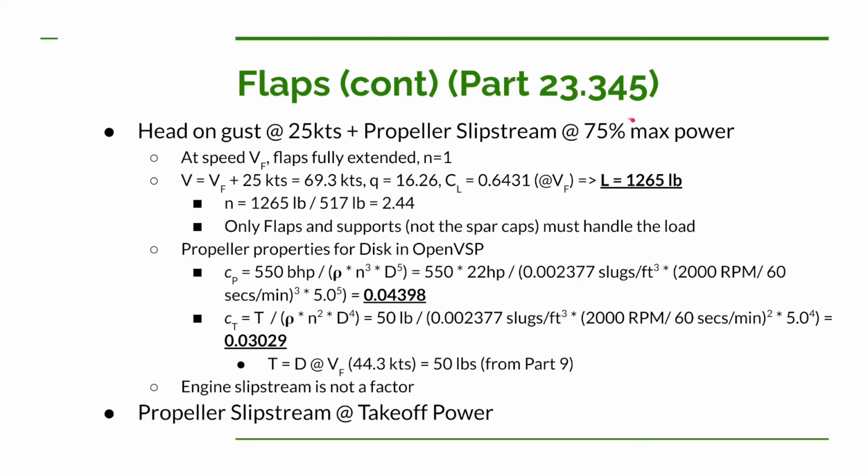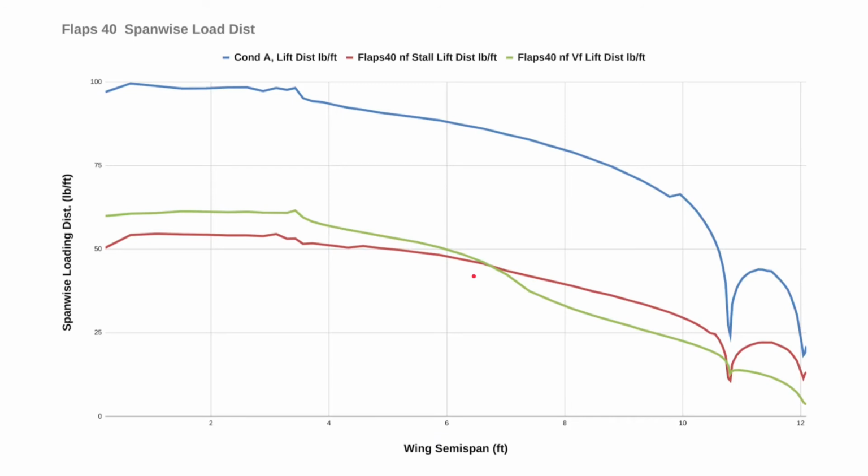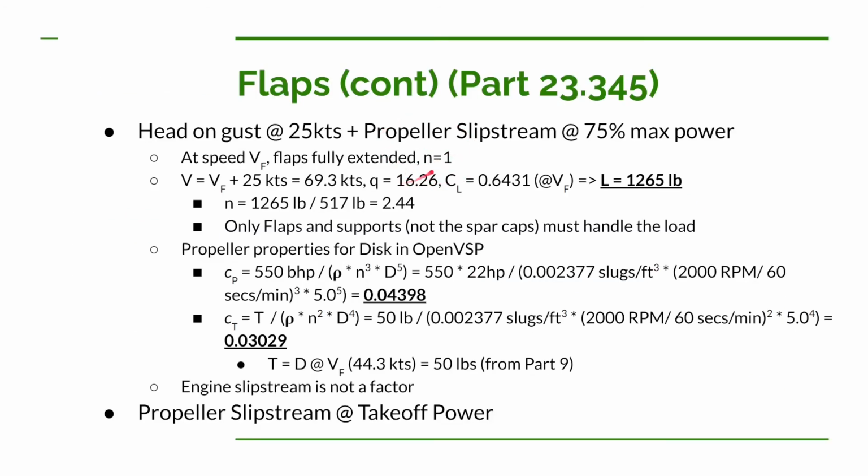When we're at a stabilized flight of N equals 1 at V sub F, our load would be 517 pounds, load factor of 1. But when this head-on gust hits straight head-on, it increases our dynamic pressure a lot. So our dynamic pressure would have been 6.64. So here's our V sub F condition we did before, and our dynamic pressure was 6.64. But when you add in that 25 knots, our dynamic pressure increases by roughly 10 to 16.26.